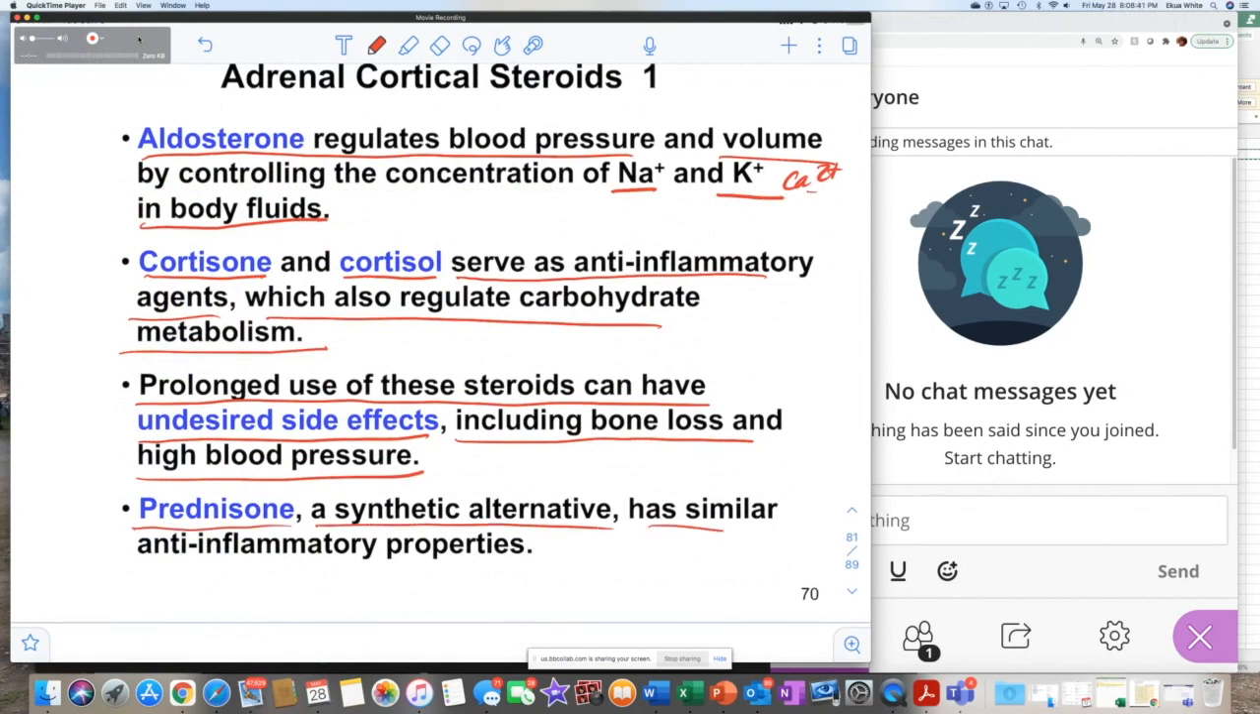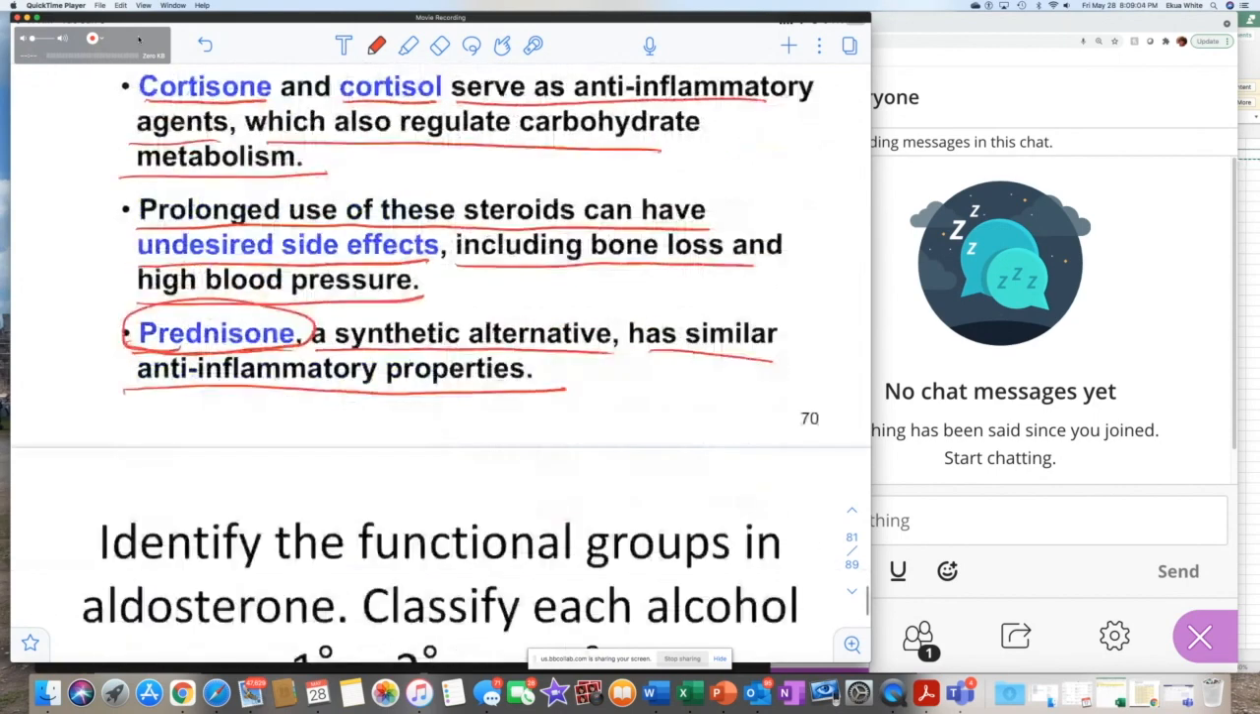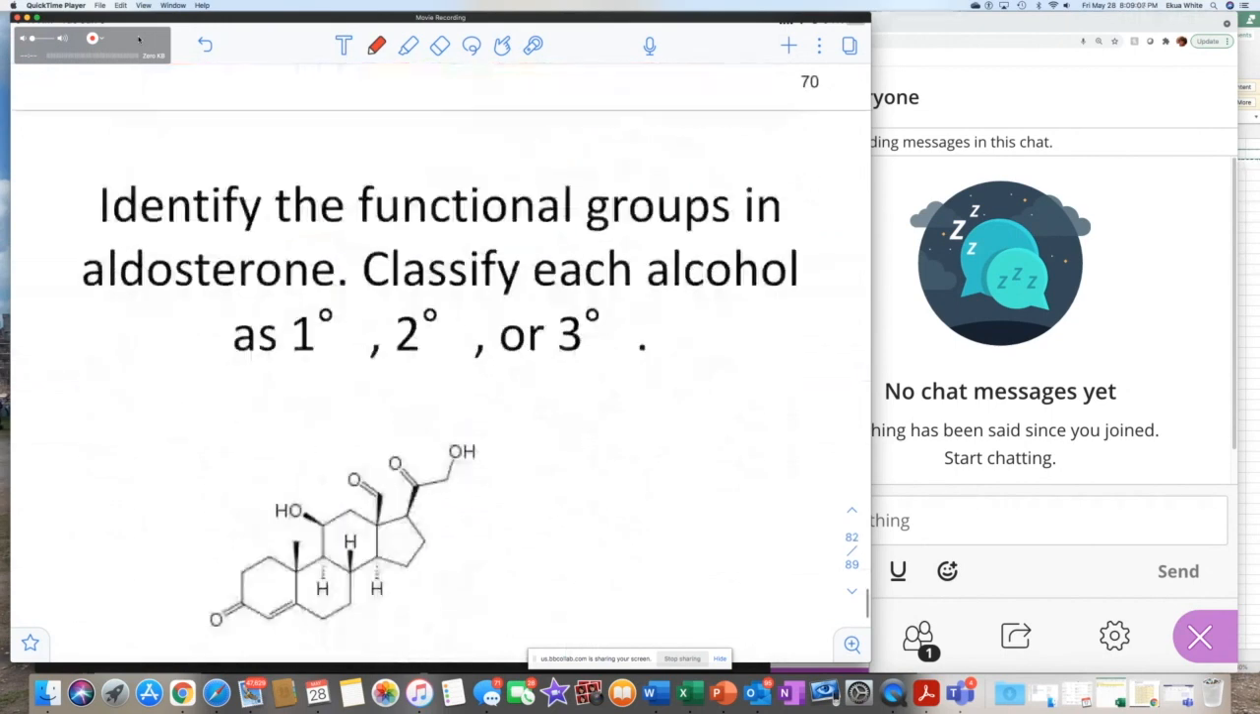Prednisone, a synthetic alternative, has similar anti-inflammatory properties. So people who have chronic conditions, they usually prescribe prednisone to them. I've had prednisone a few times when I've had upper respiratory things, and I'm usually like, do I really need to take this? Yes, you need to take it. Oh, come on. Because I'm thinking about all these side effects, right?